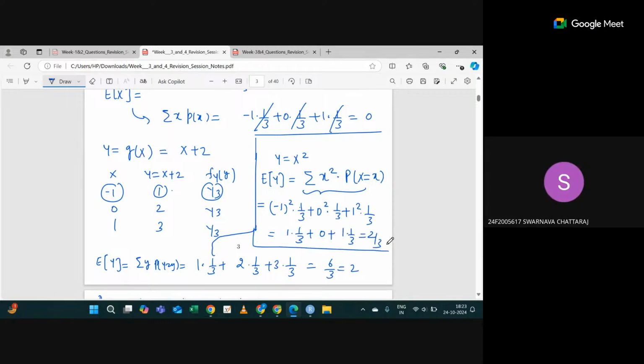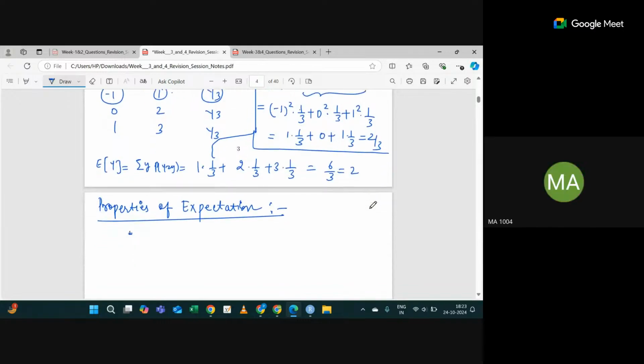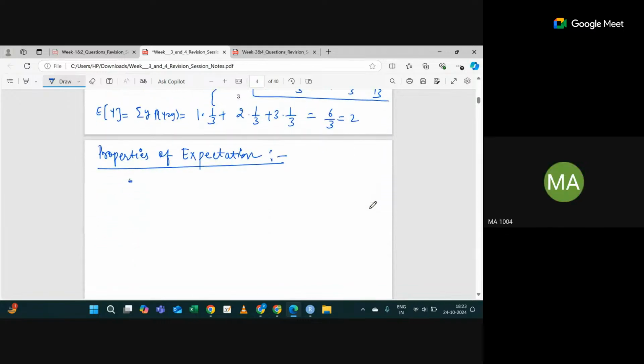Okay, got it? So we eventually considered that also. Correct. So there are some properties related to expectation. Someone was asking some question. You can just keep that question with you. We will discuss it in a minute.